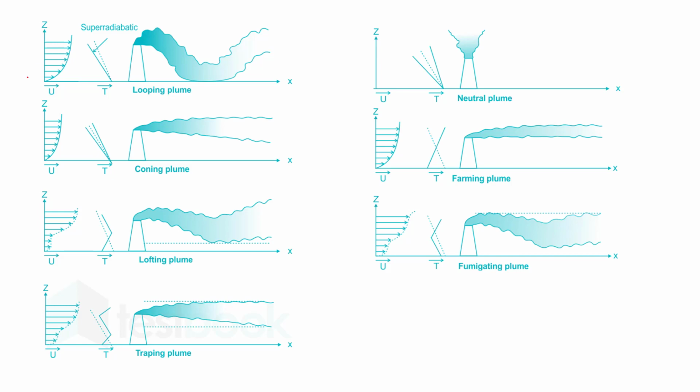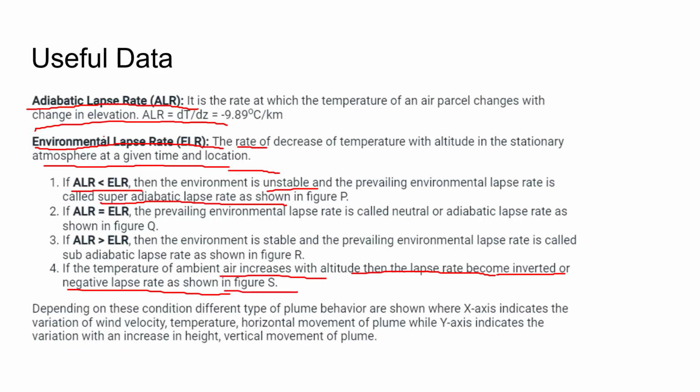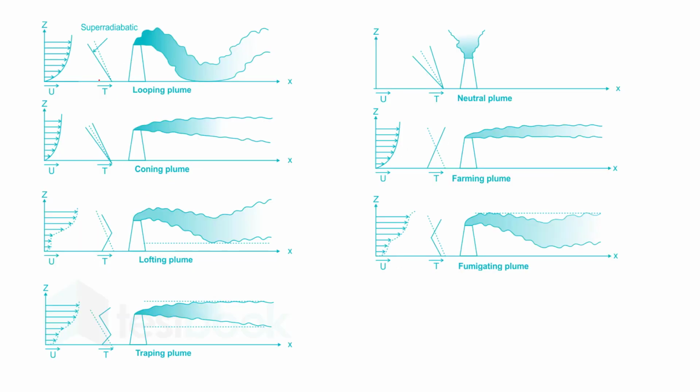So you have to either memorize these diagrams, or understand the concept behind this, and the concept is the lapse rate and the temperature change. This is a super adiabatic condition. In this super adiabatic condition, the environment will be unstable and the ALR will be less than ELR. You can see that this solid line will be ALR. So in this condition ALR will be less than ELR.